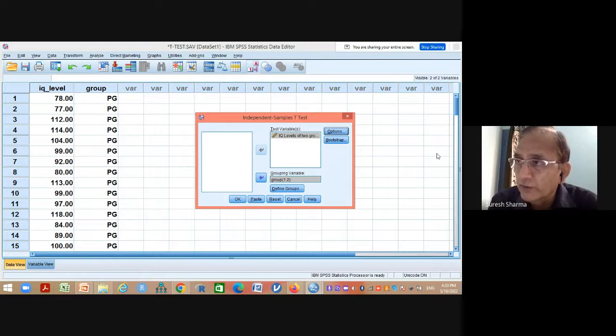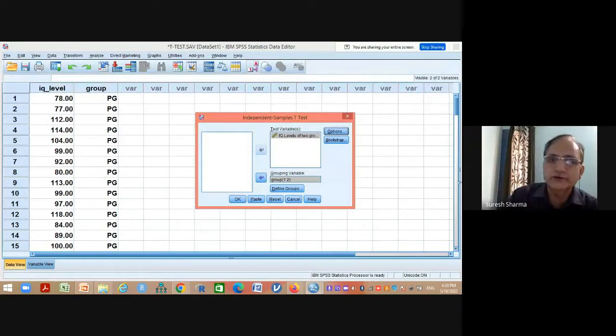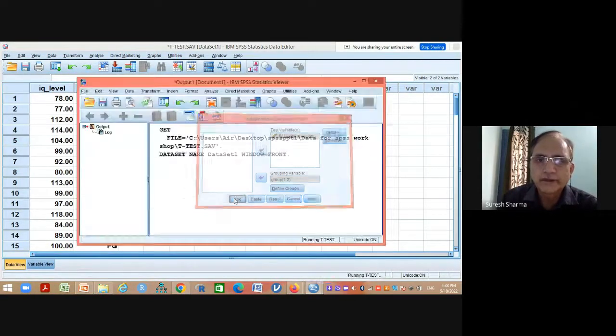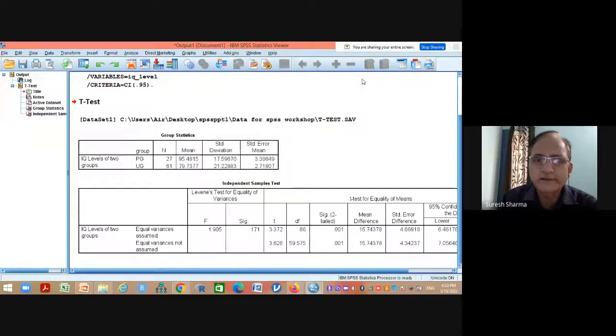So that's all. So the statistics will be computed, but you will get 2 t-values. Why 2 t-values? Because first of all, it will test whether sigma1 square equals sigma2 square or not, whether the variances of PG and UG group are the same or not, by using the F test. That is called Levene's F statistic. So that will be computed. I'll show you. Press OK. Experiment has been done.